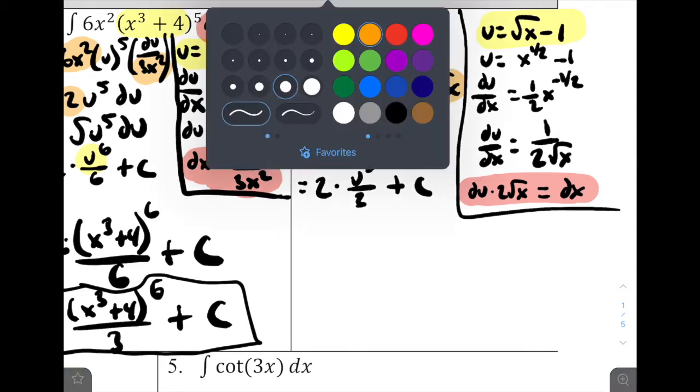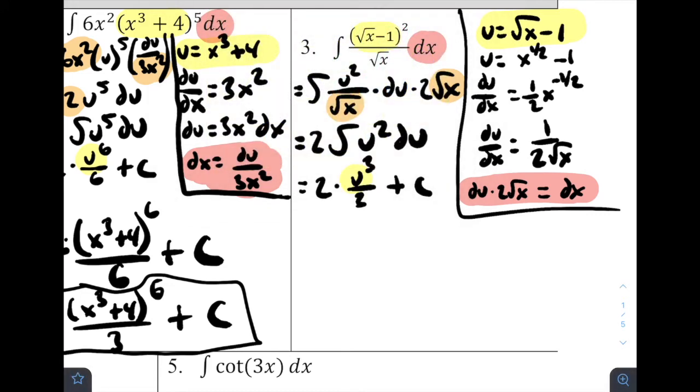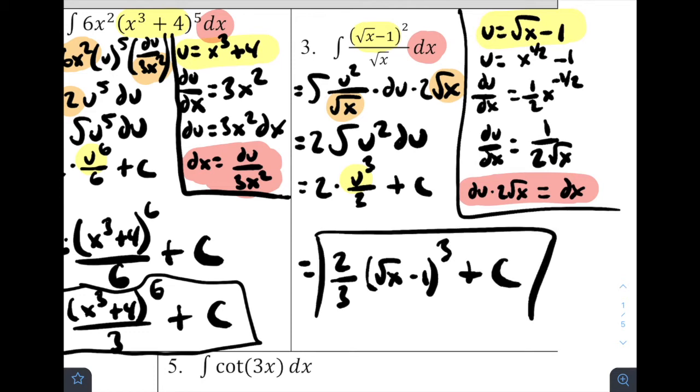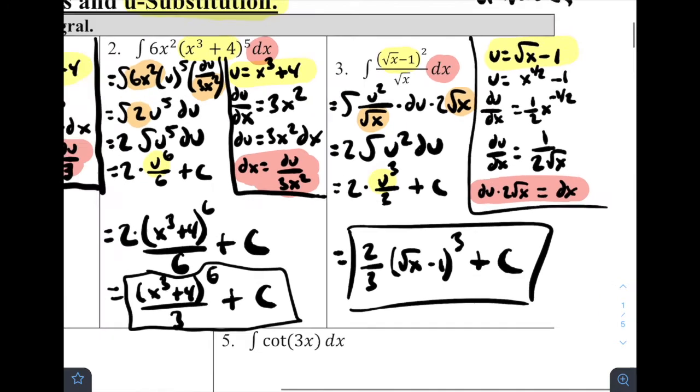And then once again, we're going to go back and substitute in for our u to get our final answer. So that is going to be 2 over 3 times the square root of x minus 1 cubed plus c. That is going to be our final answer for problem number 3.